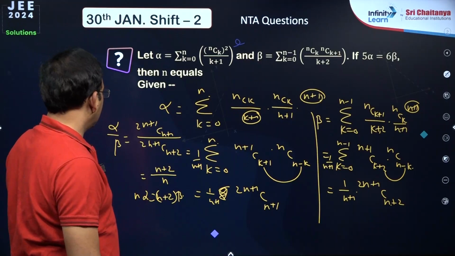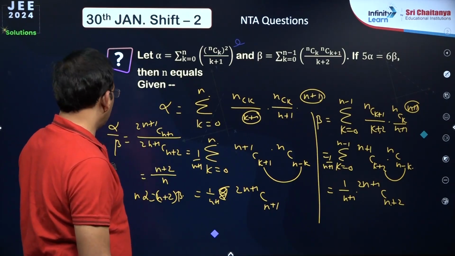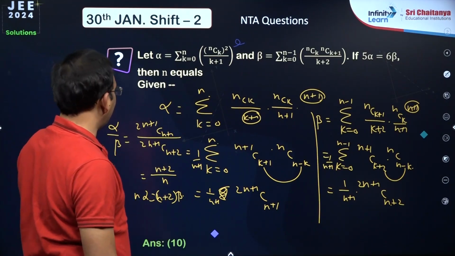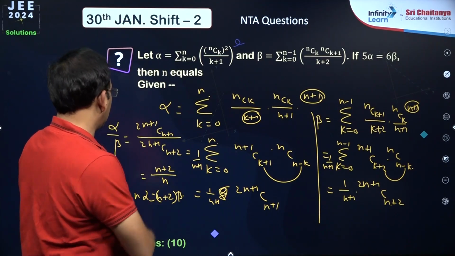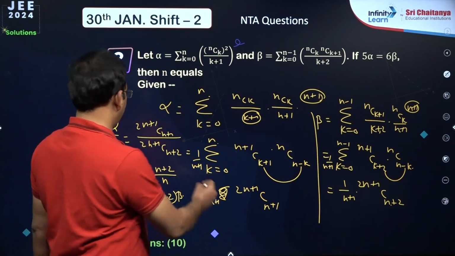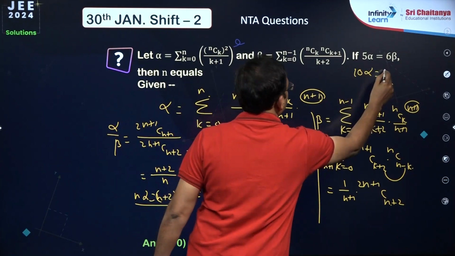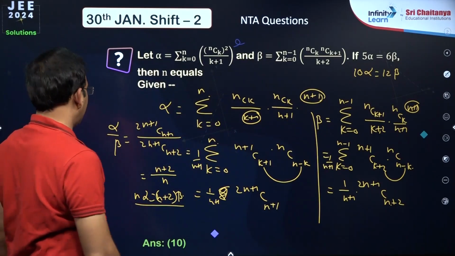You just find n plus this by n minus r, you are going to get n, and from this you can find the n value to be 10, my dear friends. So if n is 10, then 10 alpha equals 12 beta. You see, the two differ by this, if you take 10 alpha equals 12 beta, that is fine. So n must be 10, my dear friends.